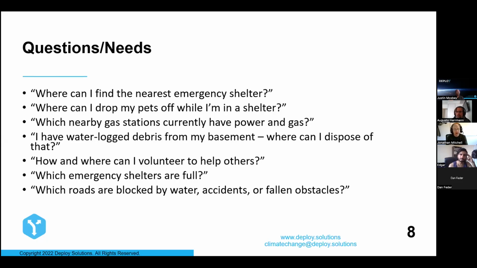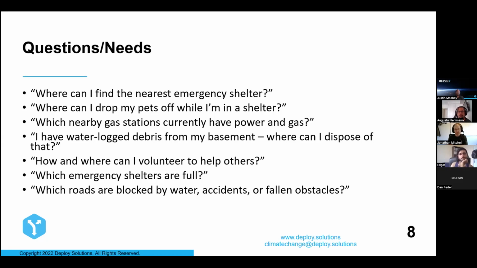And the questions that keep coming up when it comes to preparing or acting are things like this. Where can I find the nearest emergency shelter if there's an emergency? People wonder where they can drop their pets off while they're in the shelter. They want to know where they can get gas or electricity. They might want to help people. They're not affected, but they want to help people. So how do they do that? Where do they go? What can they do? Which emergency shelters are full? This is something that an emergency response official might want to know. Which roads are blocked by water accidents or fallen obstacles? Obviously, anybody might want to know that. So these are the questions that arise based on a specific disaster impact that's unfolding, that are unique to that disaster impact, but that people would really want to know about.